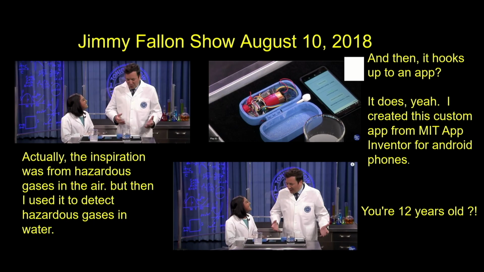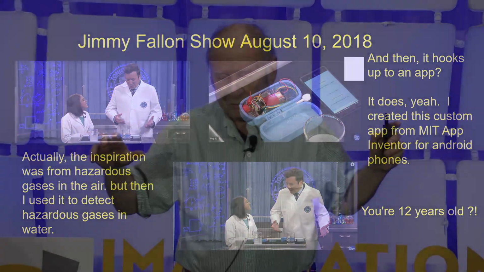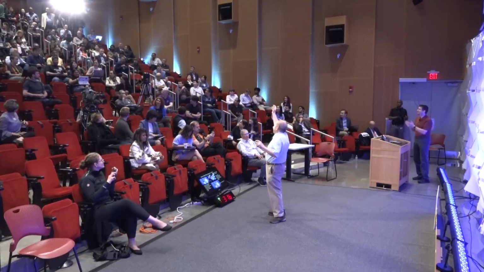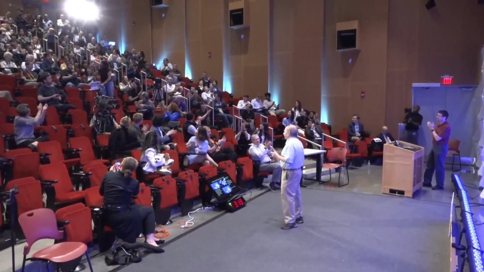Here she is on the Jimmy Fallon show in 2018, and she's actually explaining to Jimmy Fallon how her thing works, and then it hooks up to an app. And she said, I created this app, turning out using MIT App Inventor. I created this app for Android phones, and Jimmy Fallon says, you're 12 years old, and you did that? Well, that was in 2018. Anjali's not 12 years old anymore, but in fact, she's just finishing her freshman year at MIT. Let's see. Anjali, you here? Hey, let's wave. Stand up and wave to people. Okay.